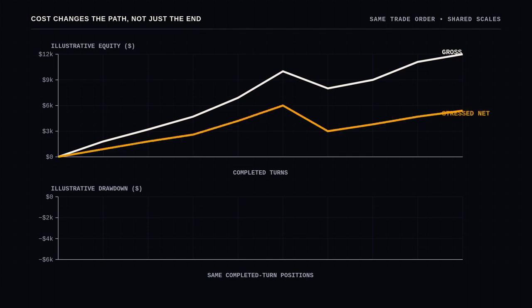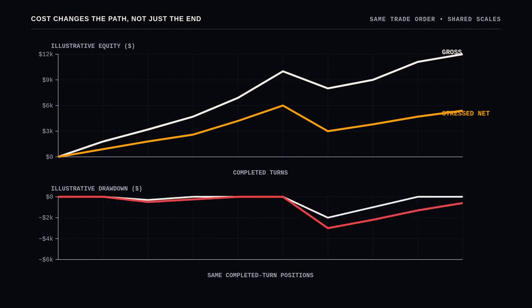harder. In an illustrative path, gross equity falls from $10,000 to $8,000, so it needs 25% to regain the peak. Stressed net equity falls from $6,000 to $3,000, so it needs 100%. The ending gap understates how much harder the recovery became.